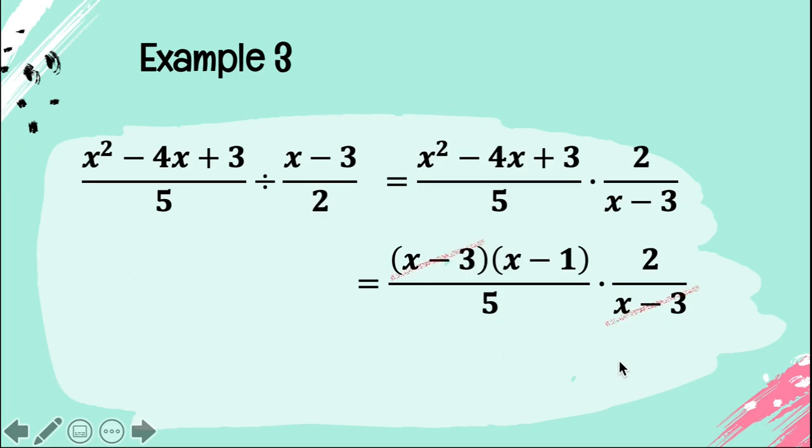After that, we have to cancel the common factor, which is x minus 3, and then multiply the remaining factors. So we have 2 times x minus 1, which gives 2x minus 2, and 5 times 1 will just be 5. So this will be our final answer.